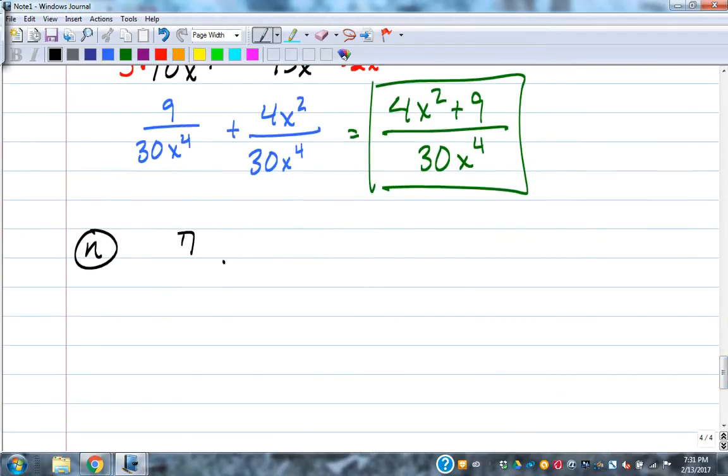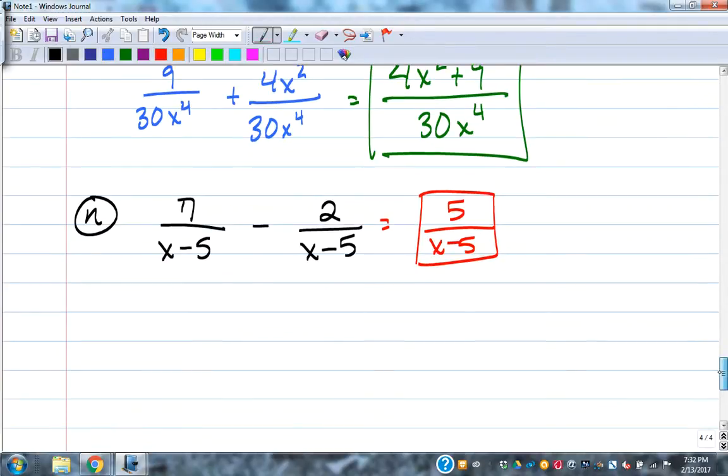Let's look at one that maybe has a factor in the denominator. Maybe it's 7 over x minus 5 minus 2 over x minus 5. The denominators are already the same, right? So what happens? Just subtract the tops. 7 minus 2 would be 5. What's the denominator now? Just x minus 5.